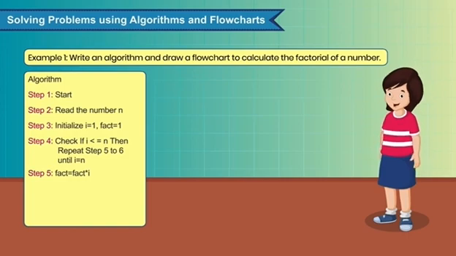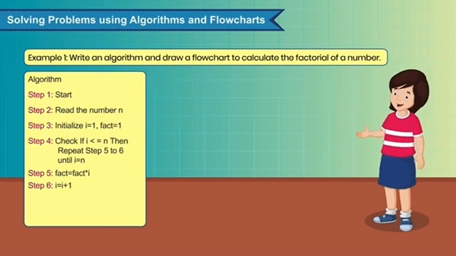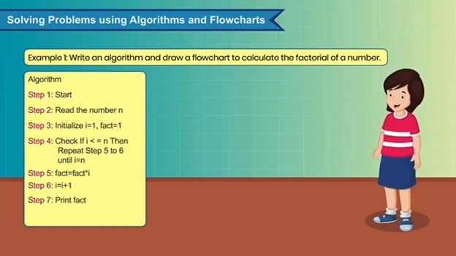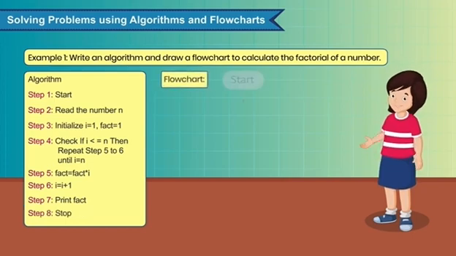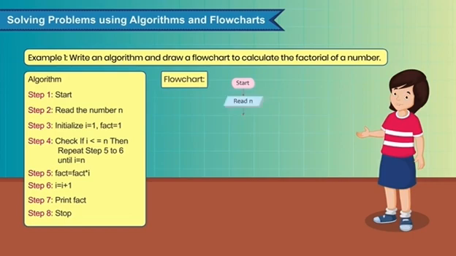Step 5. fact equal to fact multiplied by i. Step 6. i equal to i plus 1. Step 7. Print fact. Step 8. Stop. Flowchart. Start. Read n.